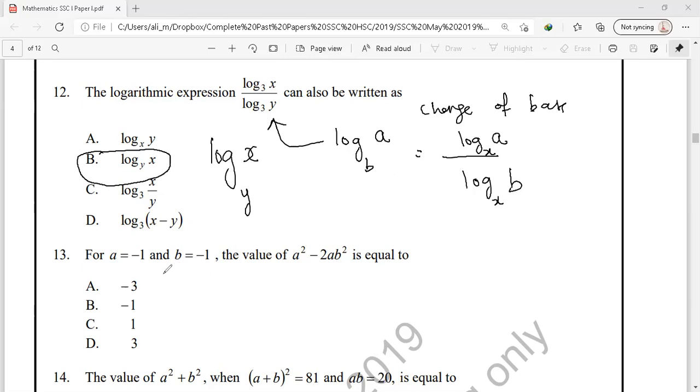Let's come to question number 13. In 13, we have an algebraic expression a square minus 2ab square. And we have to find the value of this expression at these values of a and b.